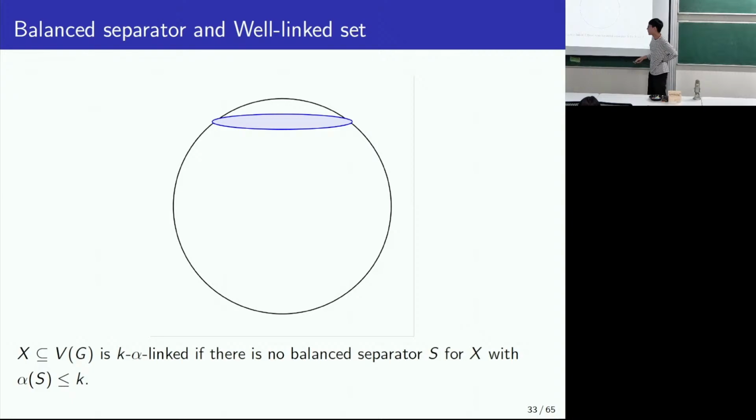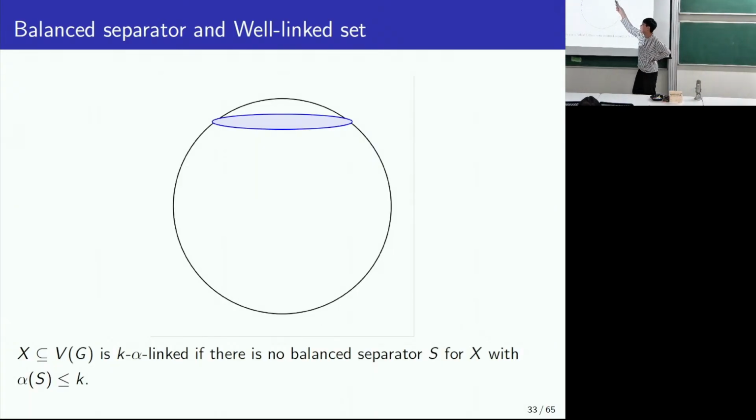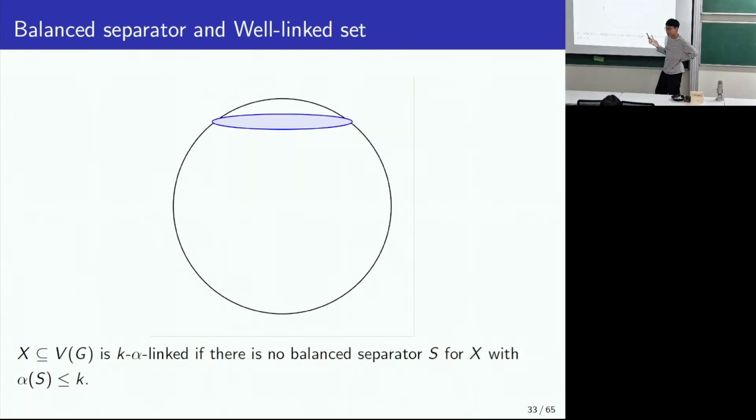Also, a graph is K alpha linked. I will just say it's well linked. Say if there is no balanced separator. So for any set with small independence number, it may break the graph into several parts, but one part must have super large independence number.